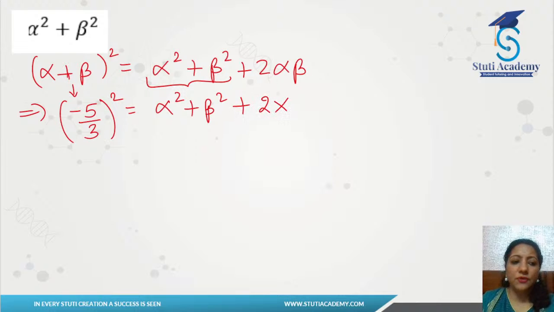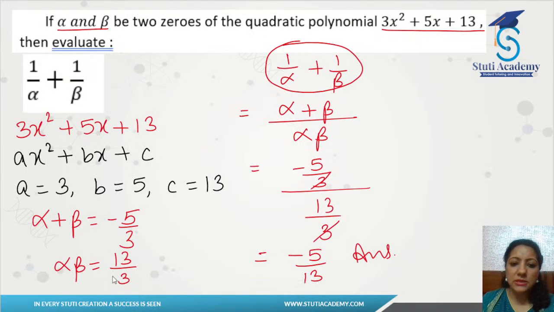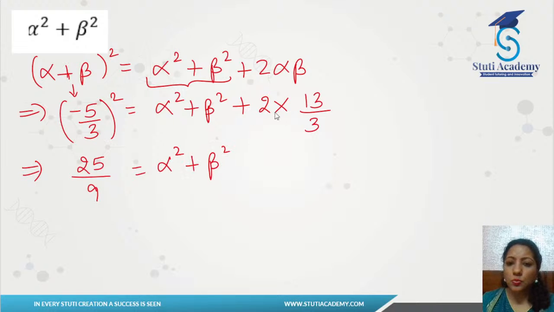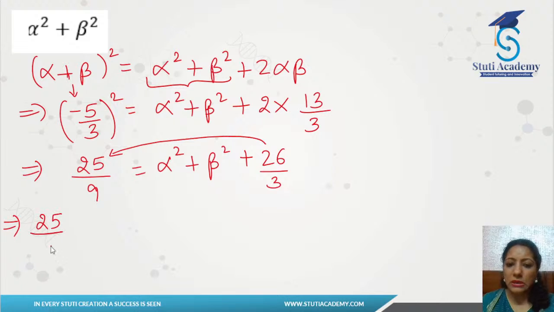2 times alpha beta. So alpha beta here is 13 upon 3. Now we'll simplify in the next step. We will get 25 upon 9 plus alpha square plus beta square plus 26 upon 3. And in the next step, we'll take this on the other side. So we will get 25 upon 9 minus 26 upon 3 equal to alpha square plus beta square.